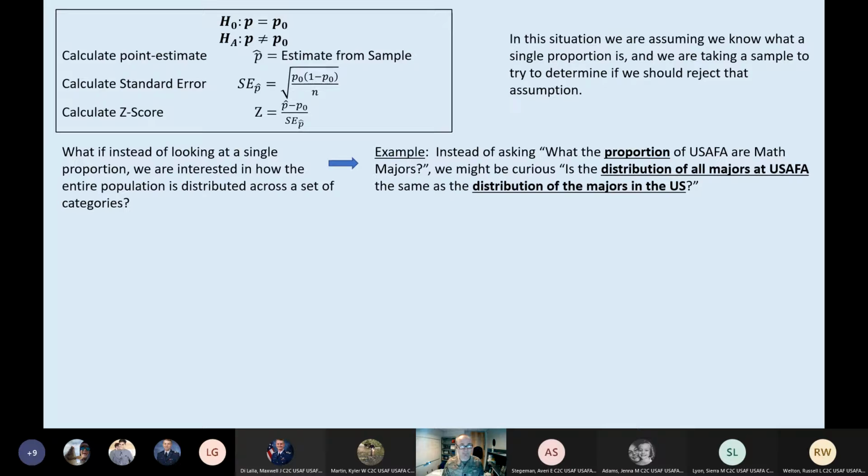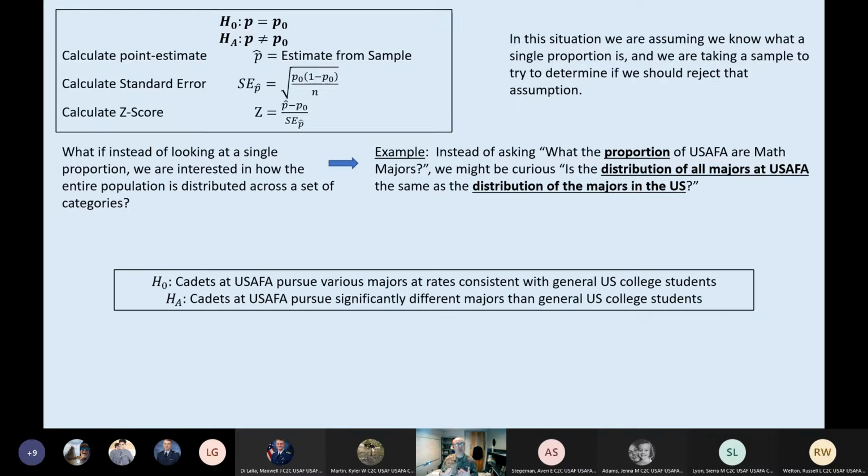We could test that hypothesis, but we would need a new type of hypothesis test. In this case, our null hypothesis is not P equal to a number. It's that the distribution of majors at USAFA is the same as the distribution of majors across the US. The alternative hypothesis is simply that that's not true. We're going to show how we can test this. It's the same kind of process, but we just have to use a couple different tools.